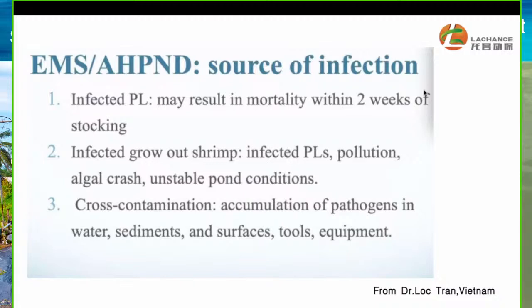And what's more, the grow-out shrimps, when infected from the PL shrimp, and also with some pollution, and also when there comes the algal crash and unstable pond conditions, these all may cause the EMS and HPND. And what's more, cross contamination, accumulation of the pathogens in the water, the sediments, the surfaces, the tools, the equipment, these all may be sources of the EMS and HPND. So now we know the sources, and later we can try to give some prevention, right?